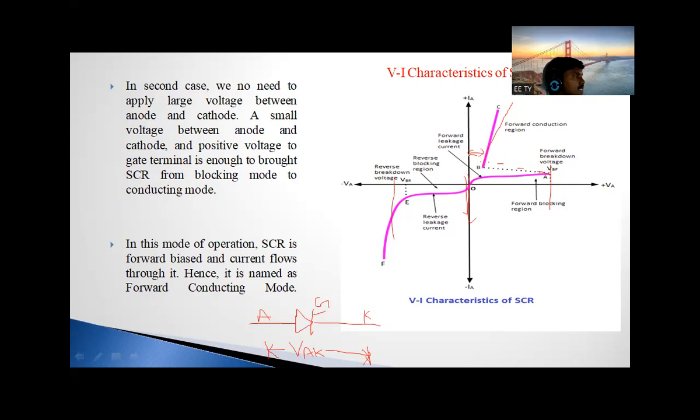This is the forward conducting mode. Any doubt, please?